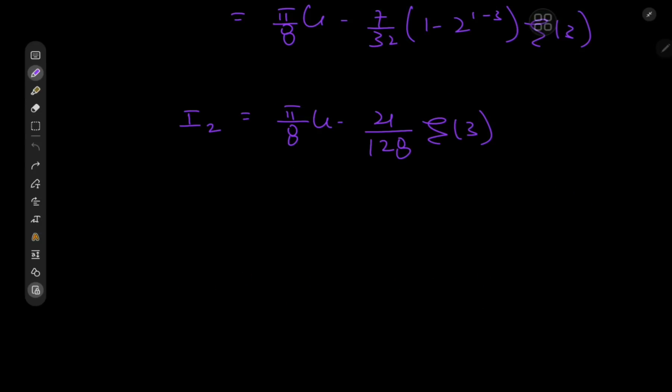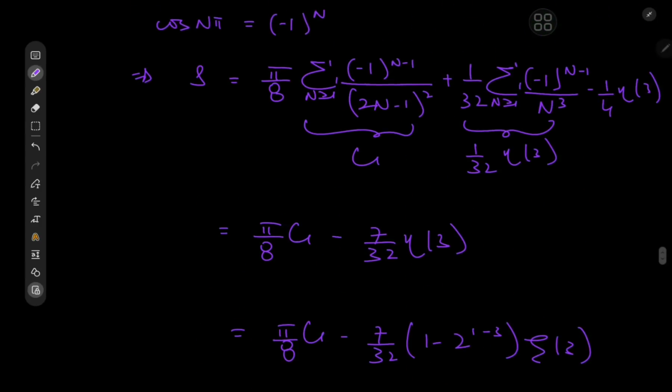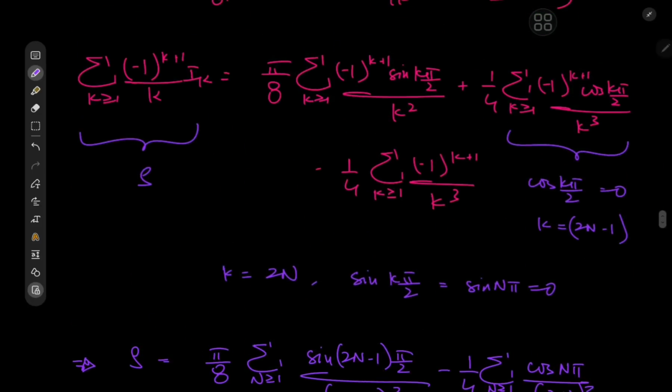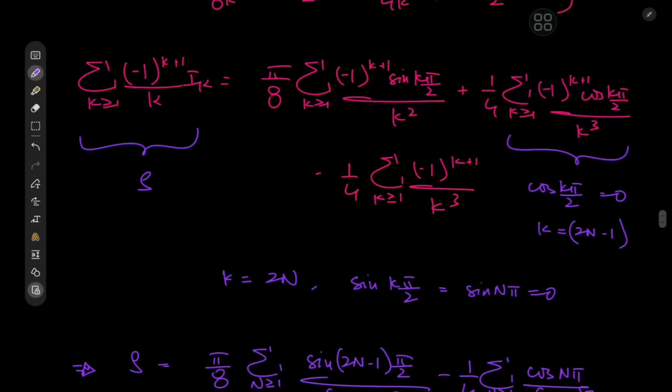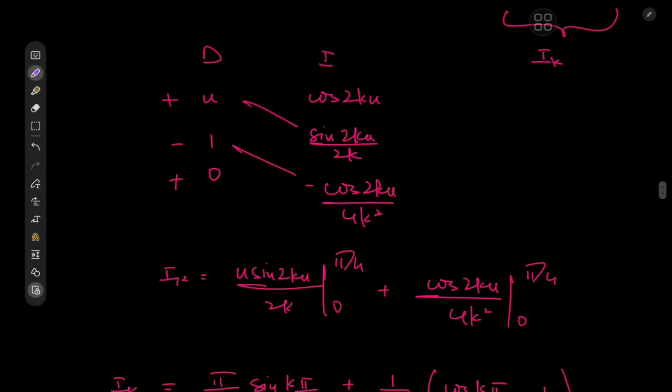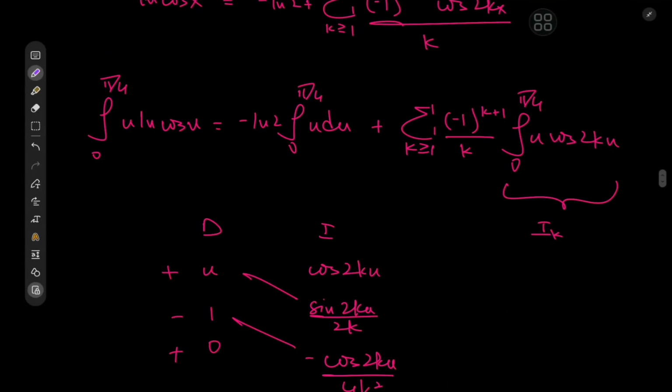Wait, no, that is not the result for the integral I sub 2. That is, in fact, the result for the sum S. You know, that sum over the integrals. Where exactly was it? Yeah, that's the result for the sum S. But for the integral I sub 2, I have to scroll all the way back up to here.